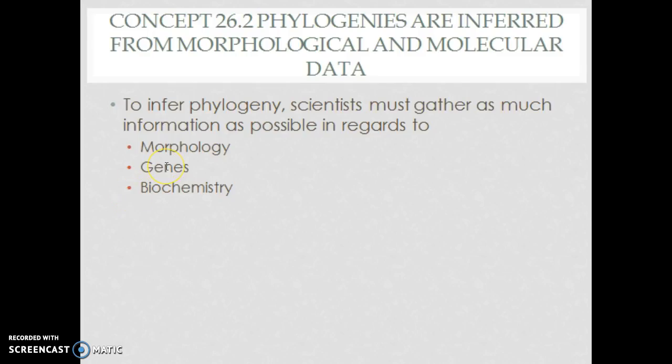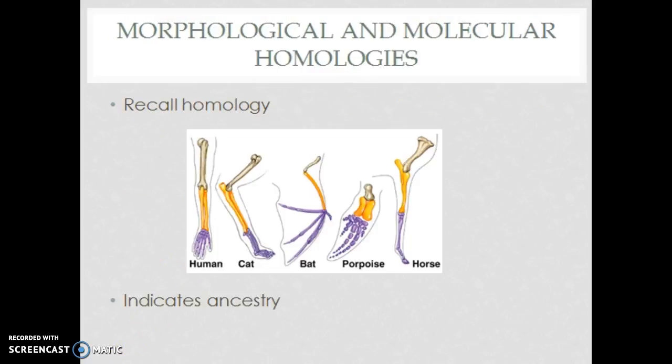So to infer phylogeny, or evolutionary history, scientists need to look at morphology, once again the anatomy, also genes, and also biochemistry, things like metabolism and other chemical processes. We talked about cellular respiration and photosynthesis as well. So we're going to be checking those out.